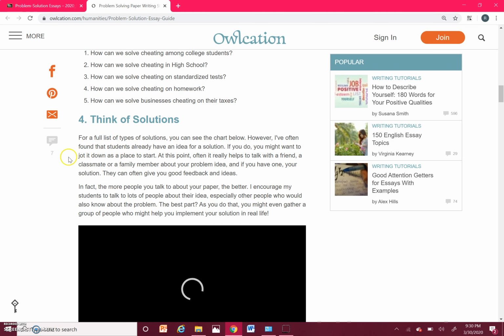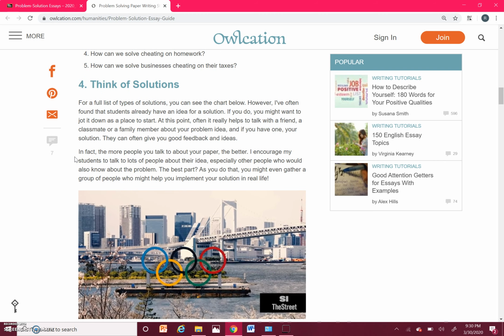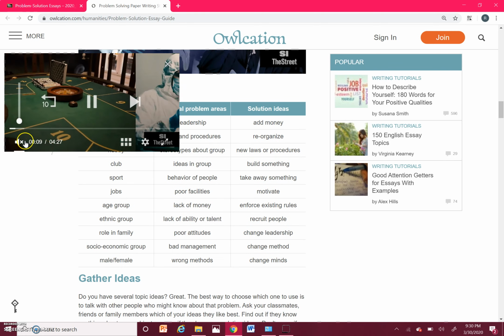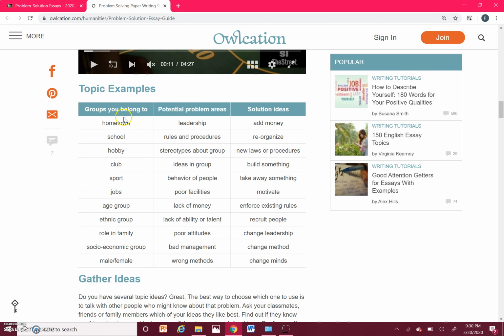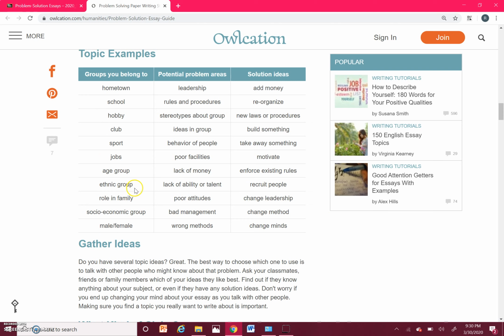Step 4 is to think of solutions. For a full list of types of solutions, look at the chart below. However, it's often found that students already have an idea for a solution. So let's take a look at the chart below. They show the column for groups you belong to, potential problem areas, and solution ideas. So for the problem of leadership in a hometown group, you could add more money. For the problem of rules and procedures in a school group, you could reorganize those. For the problem of an age group lacking money, you could enforce existing rules.